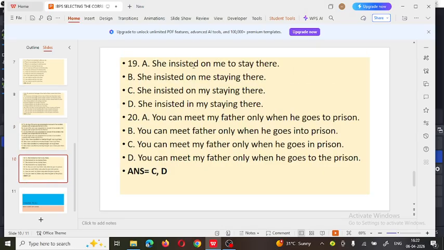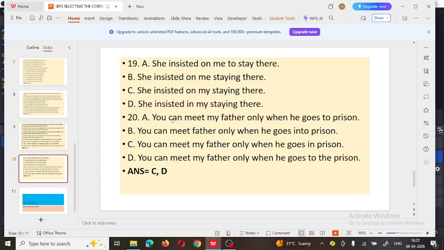Next, she insisted on me to stay there. She insisted on me staying there. She insisted on my staying there, and she insisted in my staying there. So she insisted on what? There is no need to consider option D, as insisted in is used. In the first three options, insisted on is used. But insisted on me or insisted on my staying. So she insisted on my staying there. That's why option C is more clear in its meaning.